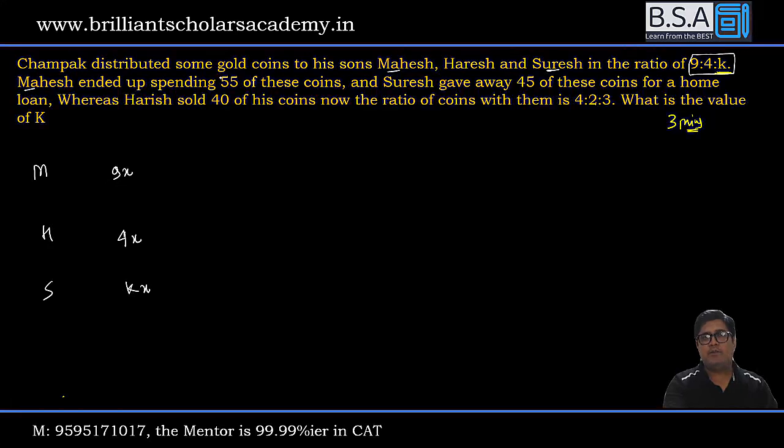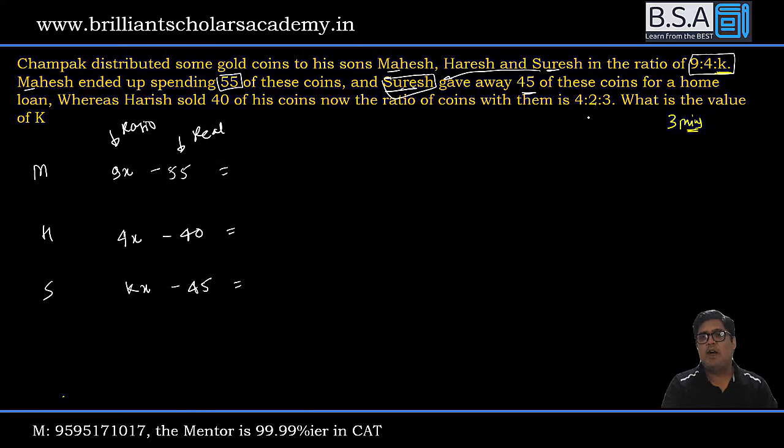Mahesh spends 55 coins. 55 coins are gone. Suresh is the last person. He gives away for home loan 45 coins. So 45 is reduced from here. What about Haresh? Haresh sold away 40 of his coins. These are all real numbers. These are all ratio numbers. Now, what does this lead to?